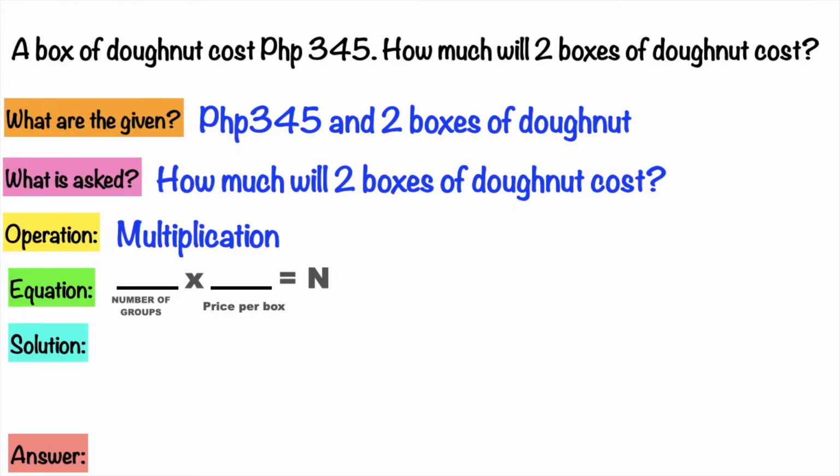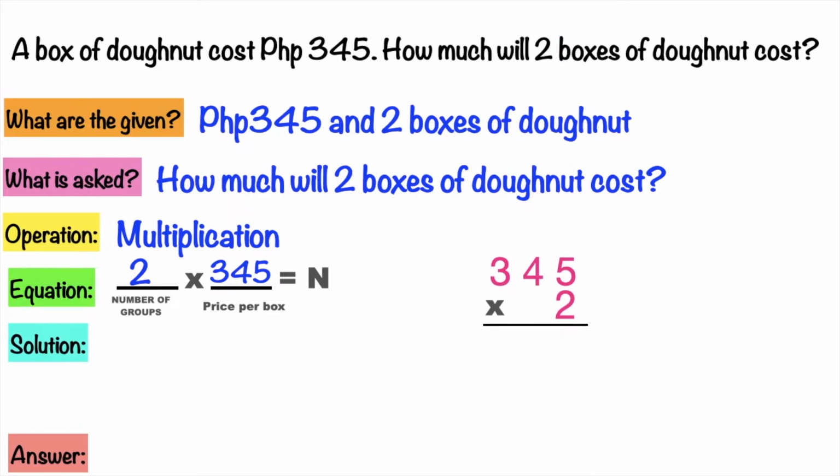multiplied by price per box equals n. So what is the number of groups, or how many boxes do we have? That's correct, it's 2. Then, what is the price per box? Good job, it's 345. So for our solution, we need to write this number vertically, just like this.